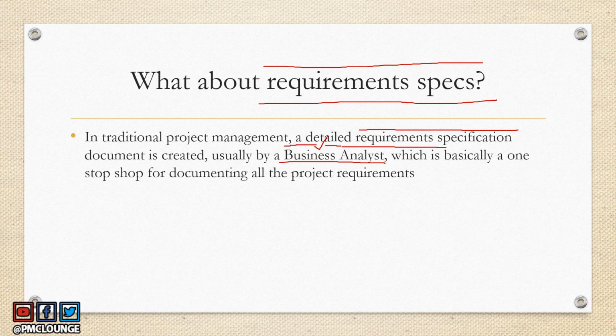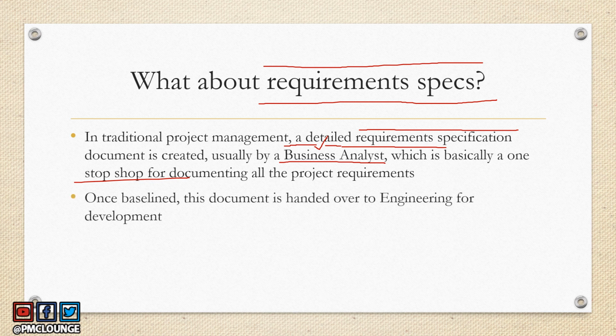So this document is going to be your one-stop shop for all the project requirements, everything that the team needs to deliver as part of the project. Now, this document, once it is created, needs to be baselined, which means all the project stakeholders go over this requirement specification document and then they vote for it to be baselined. Once this document is baselined, it is then handed over to the engineering team to start development.